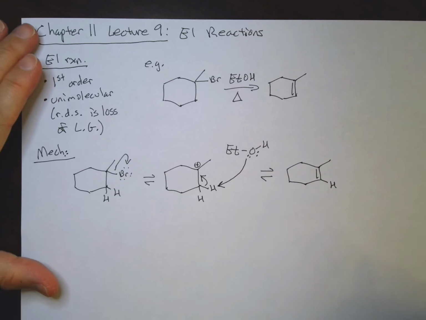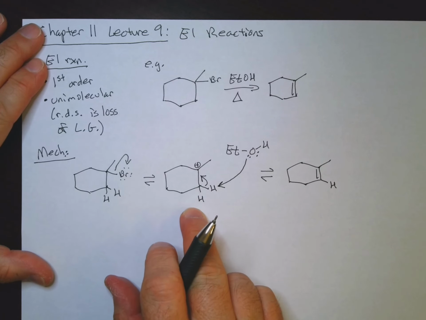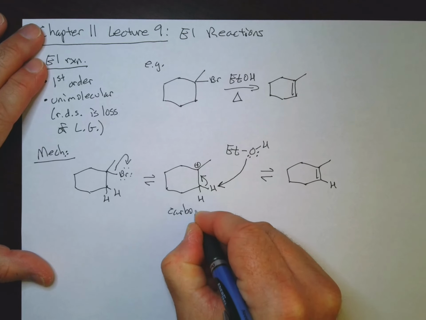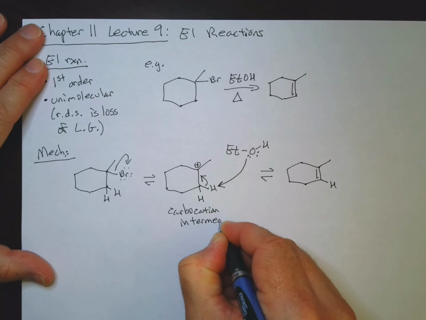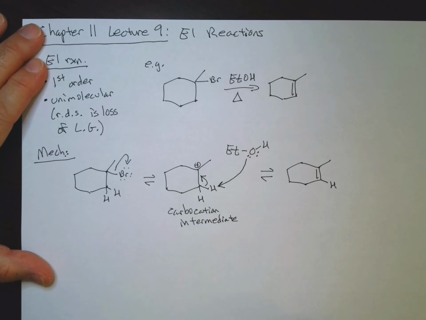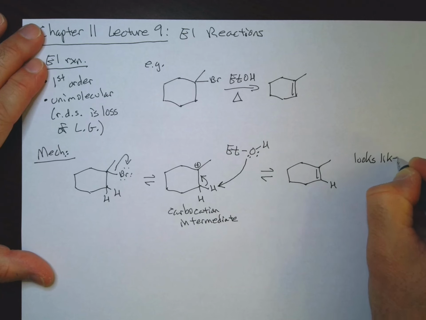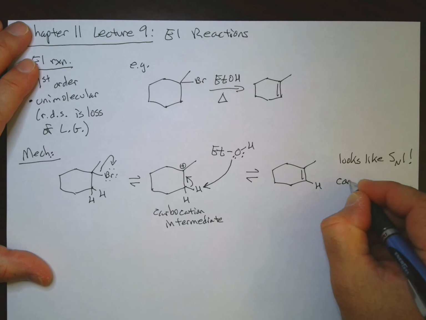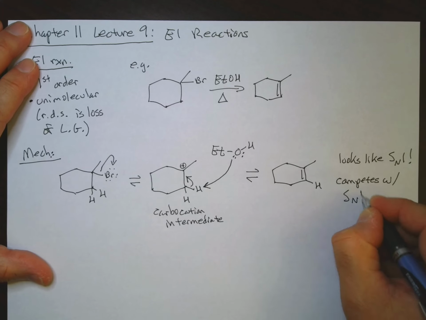which is the alkene. Now notice this looks like it has the same intermediate actually as the SN1 reaction. So we have our carbocation intermediate. So this looks like the SN1 reaction and competes with the SN1 reaction.